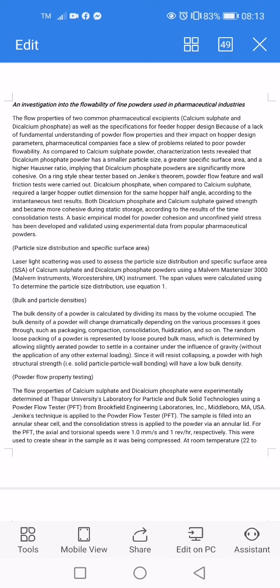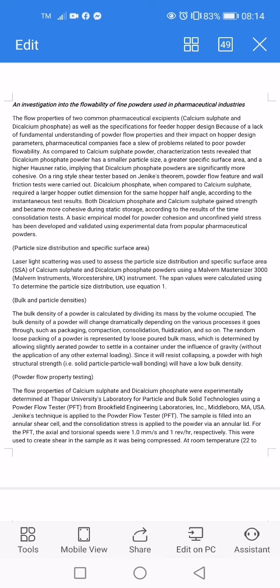So the random loose packing of a powder is represented by loose poured bulk mass, which is determined by allowing slightly aerated powder to settle in a container under the influence of gravity without the application of any other external loading. Since it will resist collapsing, powder with high structural strength, for example solid particle wall bonding, will have a low bulk density.